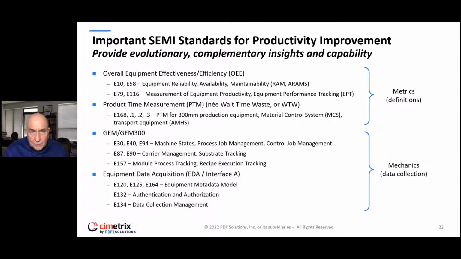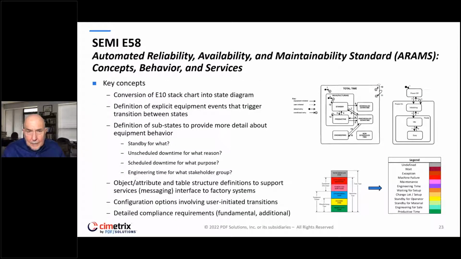OEE and its variants are supported by E10, E58, E79, and to a lesser extent E116. These are all ways of measuring productivity at the tool and component level. The orthogonal perspective on all that is product time measurement, which looks at the time from a material perspective. And so you can look at it from an optimization of equipment utilization or material flow or both. So all these standards are available to do that.